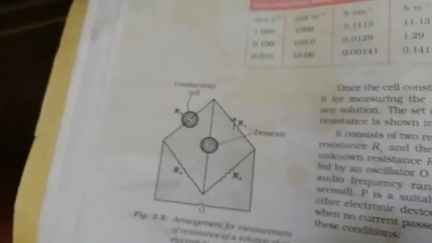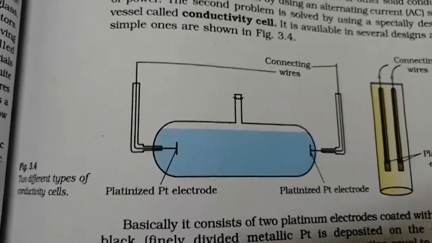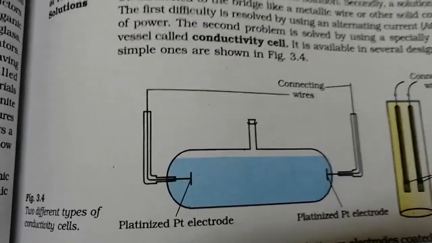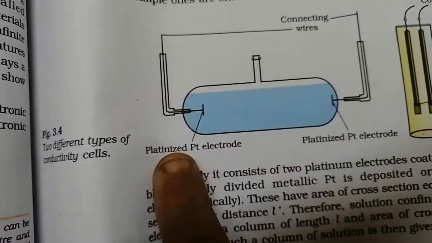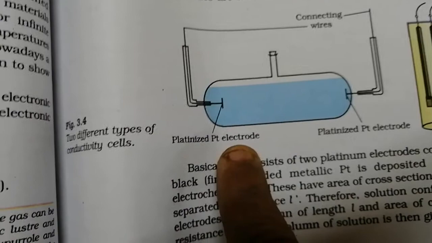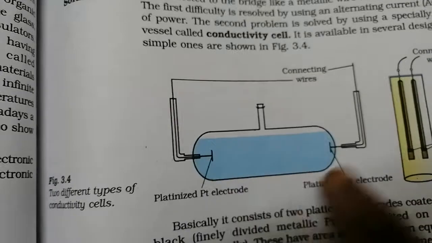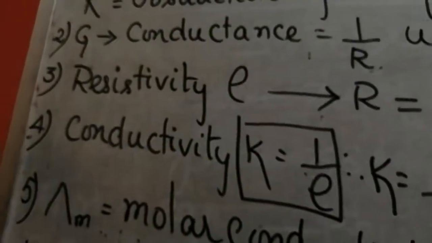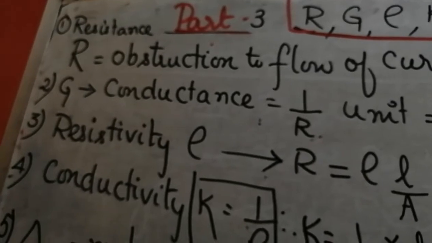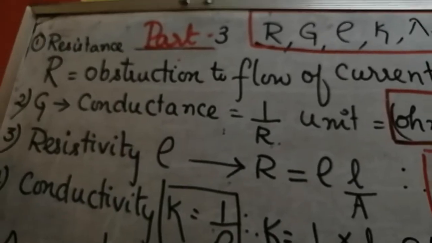How the conductivity cell looks, we can also see in the textbook. This is the way the conductivity cell will be. I told you it will look like a tank. Inside the tank you can have the solution. Then platinized platinum electrodes will be used, and they will be connected. This full connecting part is the R2 unknown resistance. This can be connected to the Wheatstone bridge and we can calculate. So now you have understood how to calculate the resistance of an unknown solution using the Wheatstone bridge and conductivity cell.